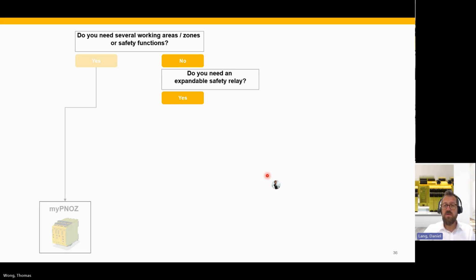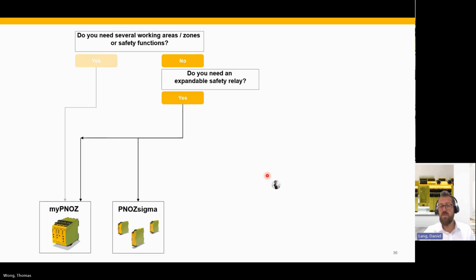On the other hand, if you say, no, I only have one working area, one function, then the question is, do you need an expandable safety relay? So in the example 20 minutes before, we see that we have 3 safety contacts. If you need more, and this is the question, yes, you will stick to the Pnot Sigma. Pnot Sigma has the benefit of expandable safety contacts, so you can expand them and multiply them with additional modules.